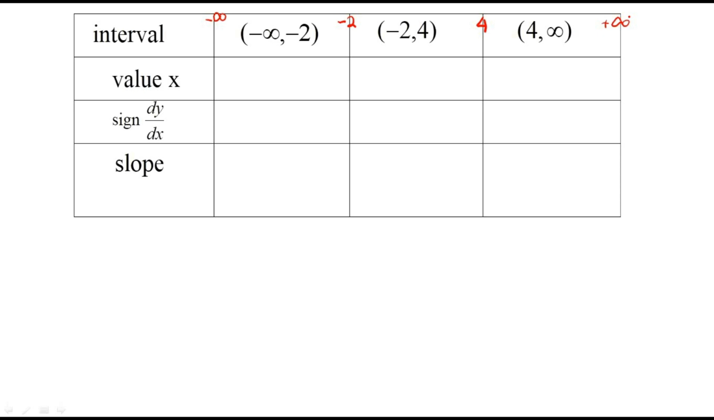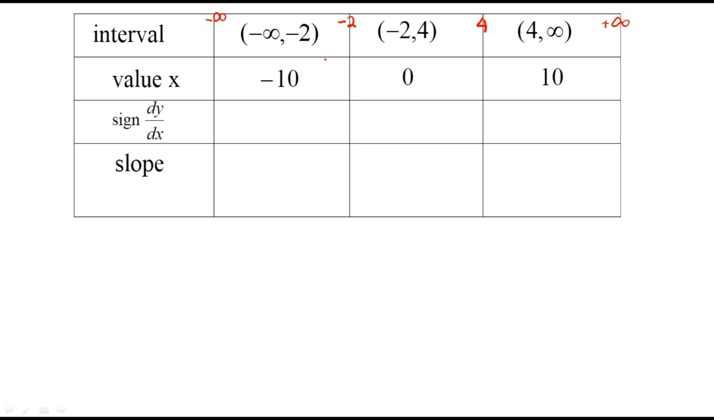After that, you just have to choose one value of x that represents each interval. So, for our first interval, from negative infinity up to negative 2, I choose the value of negative 10. For the second one, I choose 0. And for our last interval, I choose 10. Next, we just have to substitute the values that you have chosen into your dy/dx equation. Bear in mind, you don't have to show these steps. You can directly use your calculator.